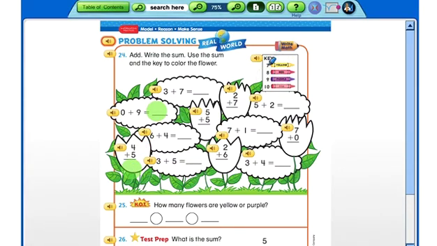Then you can use this key to figure out what color to make them. If their answer is 7, you color them yellow. If their answer is 8, you color them red. If their answer is 9, you color them purple. And 10, you color pink.